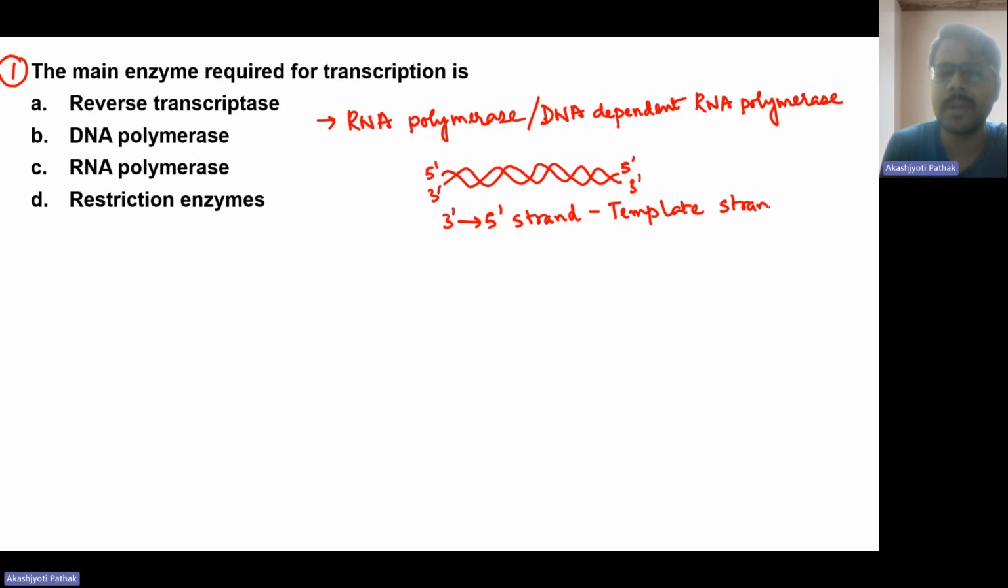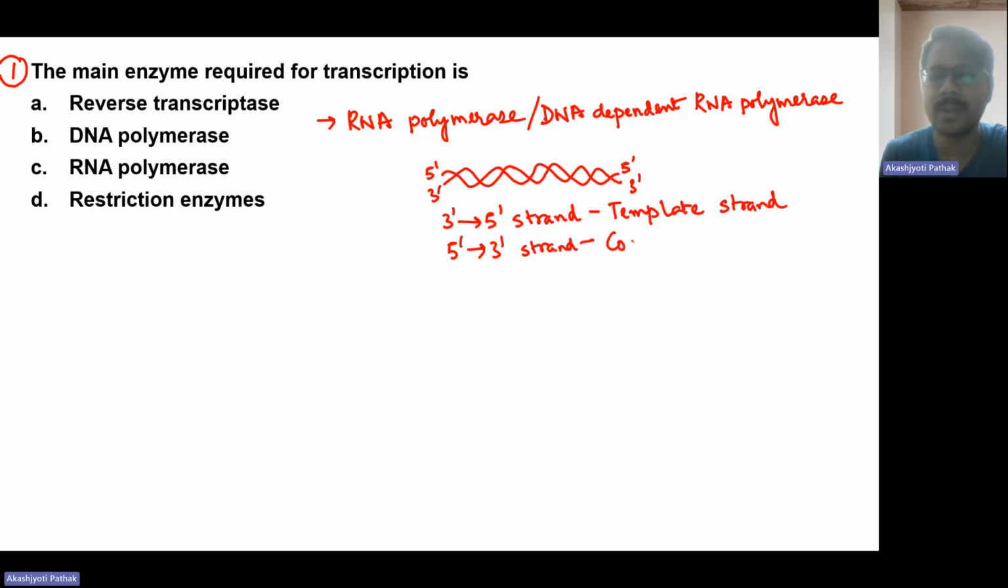The 5' to 3' strand is not used because in that case, what would happen? If the 5' to 3' strand is also used as a template, then it would mean that the same DNA is coding for two different proteins, while we know that this should not happen. Also, the two strands being complementary can form a double-stranded RNA. So only one of the strands is used as a template, and the 5' to 3' strand is called the coding strand.